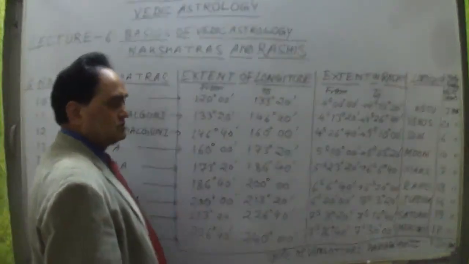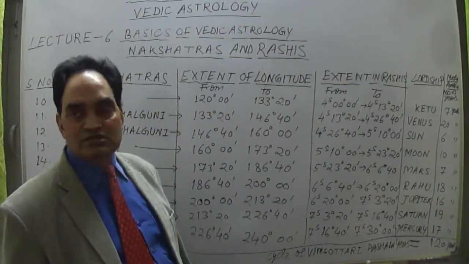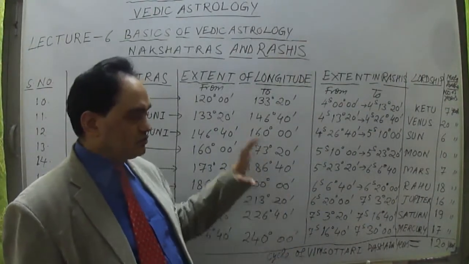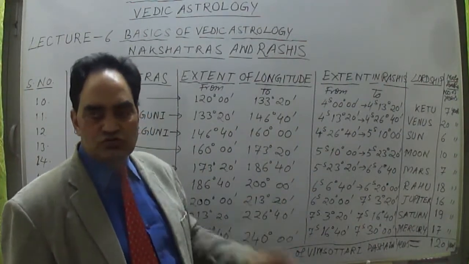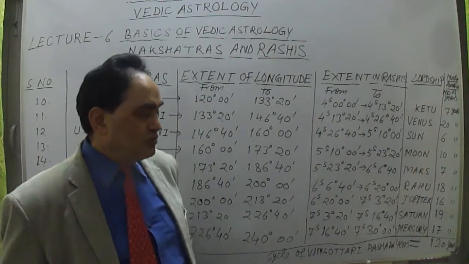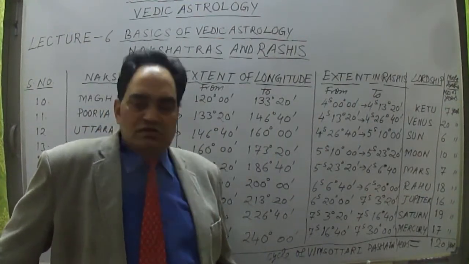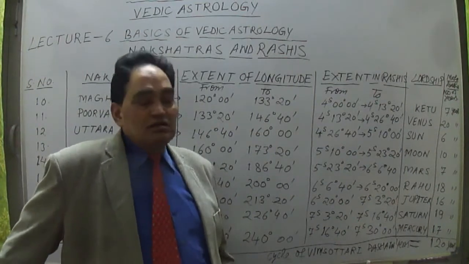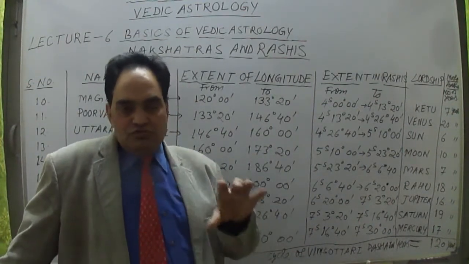The next lot we will discuss after just 5 minutes. After 5 minutes, I'll take the next lecture, which will complete the 27 nakshatras. After that, we will take one or two instances of how to find a person's major period when the time of birth is somewhere here and there. I'll tell you the process of finding out his major period.